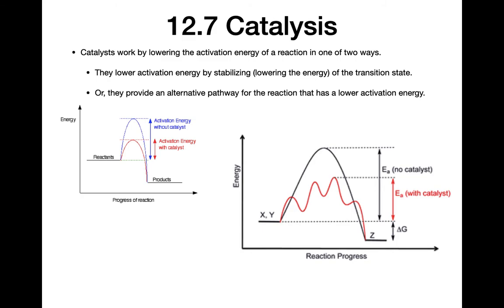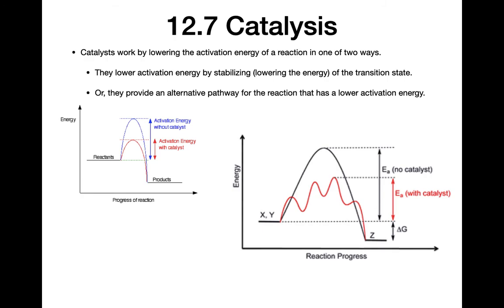So if we look at the first graph on the left, we see that the blue would be the activation energy if you didn't have the catalyst, and the red is the activation energy if you do have the catalyst. But the shape of the curves is both the same. It's the same reaction. It's just you've lowered the activation energy by stabilizing the transition state. And so something about the molecule being there makes the transition state more stable.